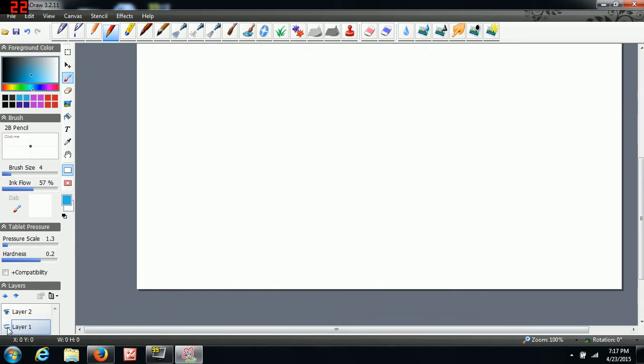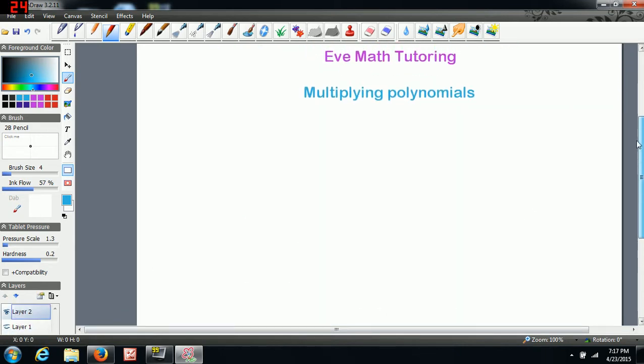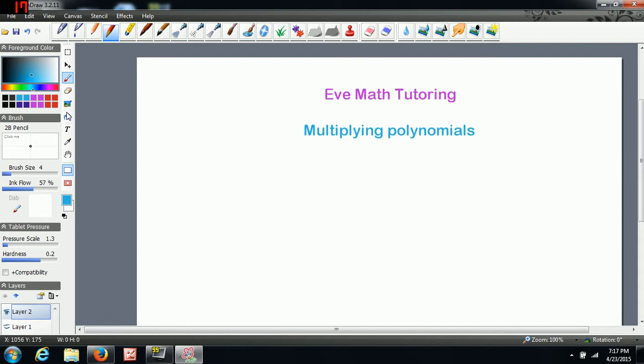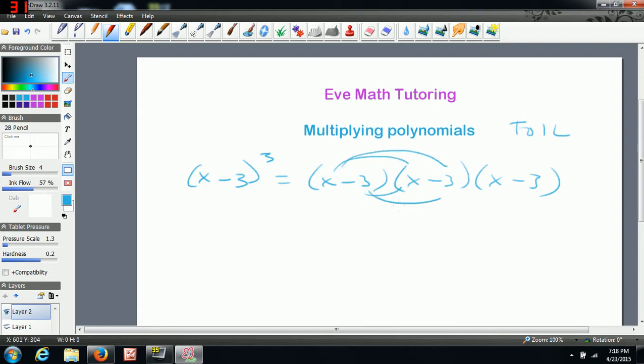We can also do examples where you have to multiply a polynomial by a polynomial. Before I get to that, what if you had 3 binomials? Say you had something like this: x minus 3 cubed. So that's x minus 3 times x minus 3 times x minus 3. In this case, you want to simplify. If you want, you can simplify the first 2 brackets and then work in the third one. For this one, I'm going to use FOIL: first terms, outer terms, inner terms, last terms.